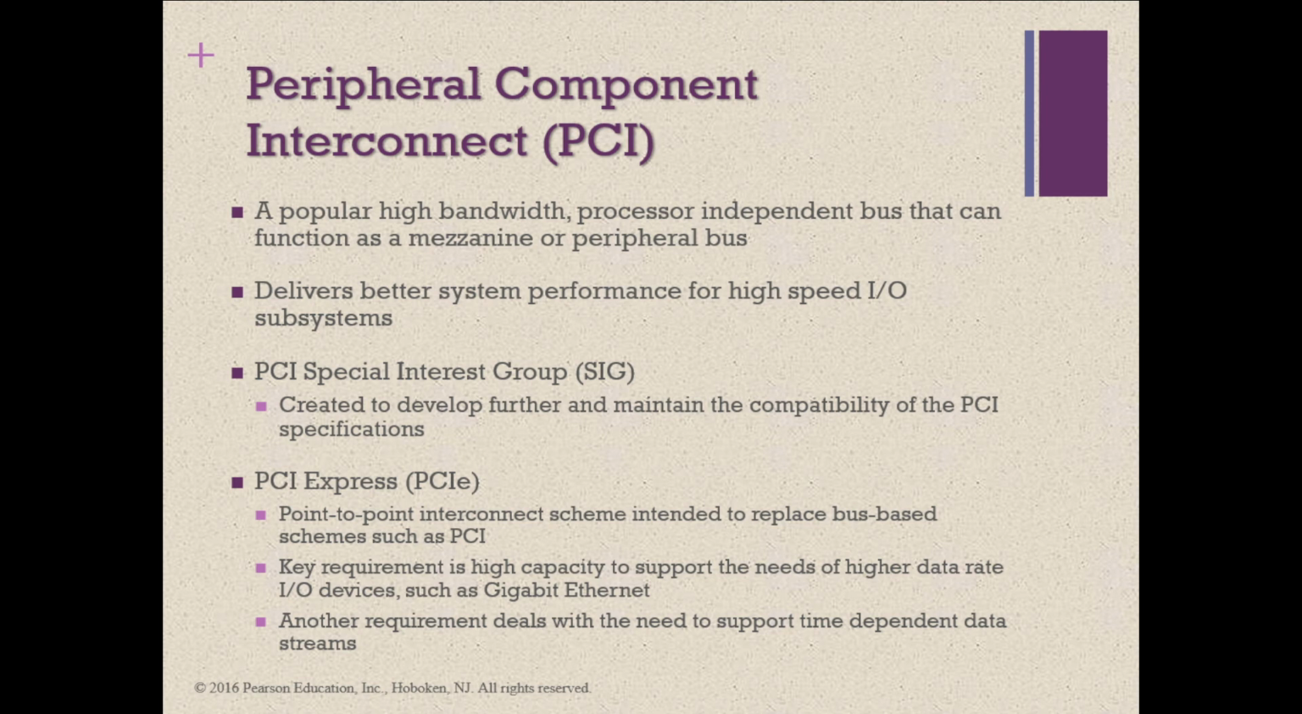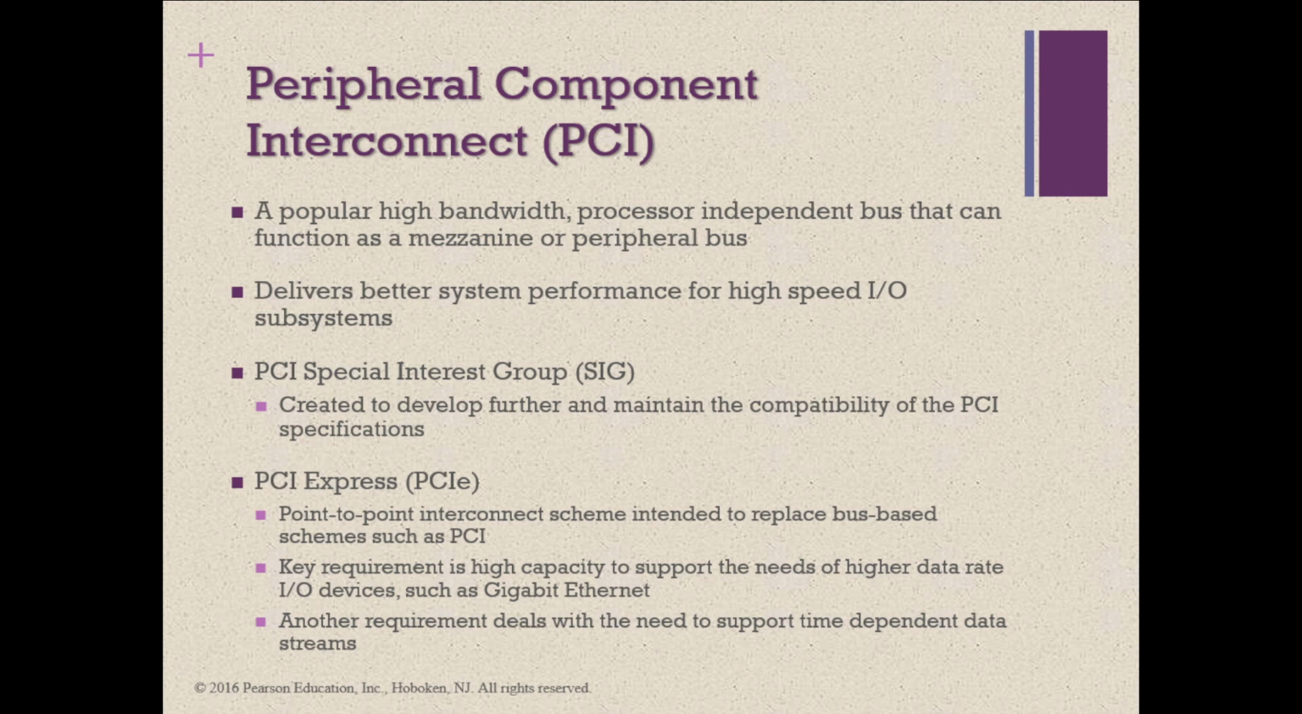Intel began work on PCI in 1990 for its Pentium-based systems. Intel soon released all the patents to the public domain and promoted the creation of an industry association, the PCI Special Interest Group, or SIG, to develop further and maintain the compatibility of the PCI specifications. The result is that PCI has been widely adopted and is finding increasing use in personal computer, workstation, and server systems. Because the specification is in the public domain and is supported by a broad cross-section of the microprocessor and peripheral industry, PCI products built by different vendors are compatible. Actually, that's a good move by Intel.